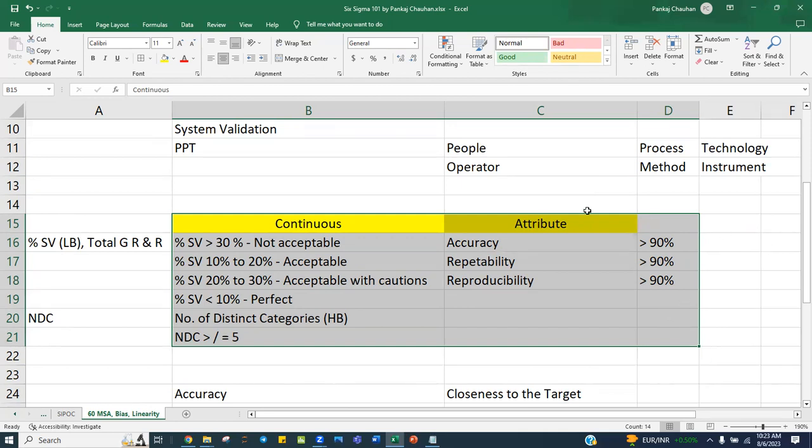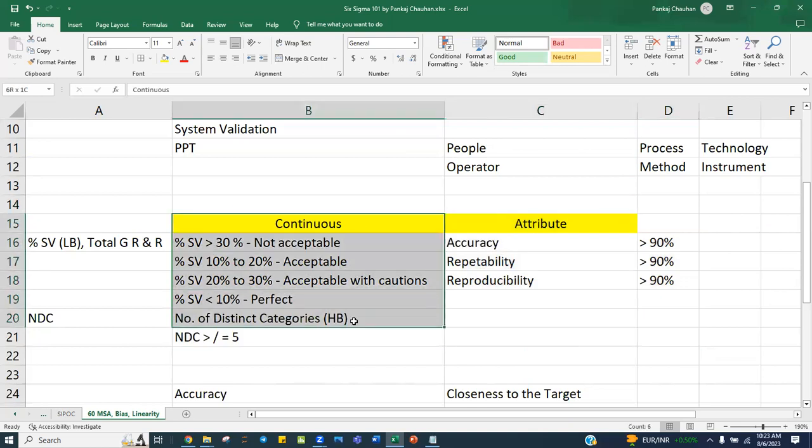In the next session, I will be explaining to you how to validate the continuous data as well as discrete data.